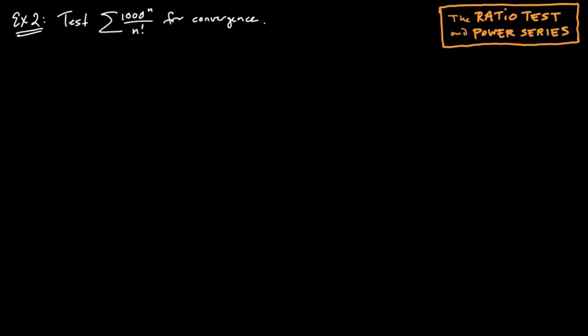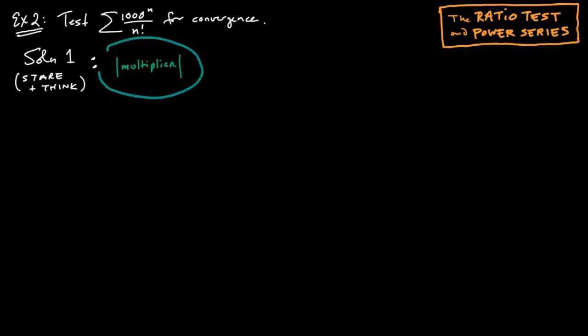So let's try it out. Our first solution will be with our stare and think method. We want to consider an algebraic expression for the multiplier in this series. What is that going to be? Let's see if we can do this one a little more quickly without our stick figure there to help us. We're going to think of it in terms of a fraction.